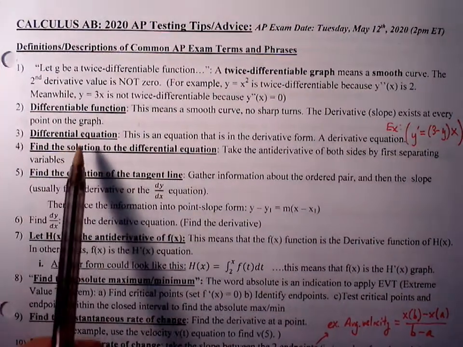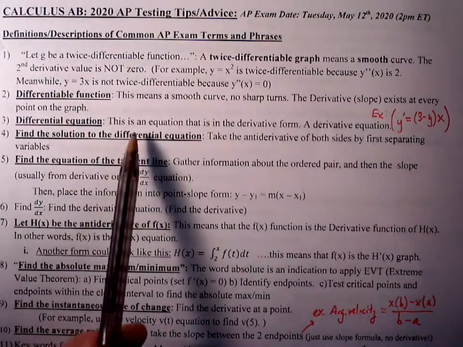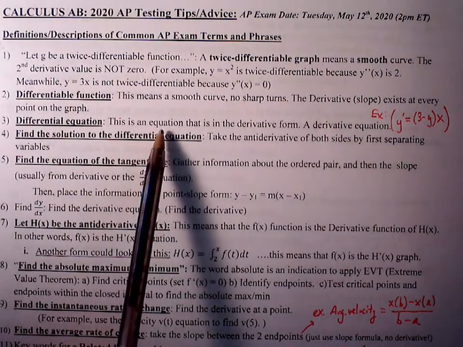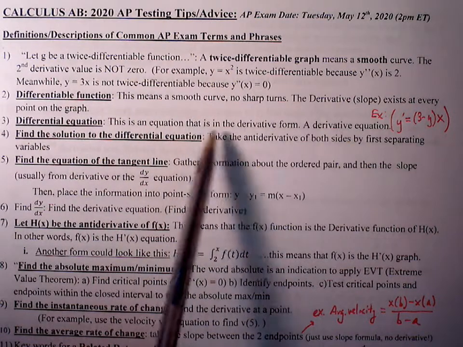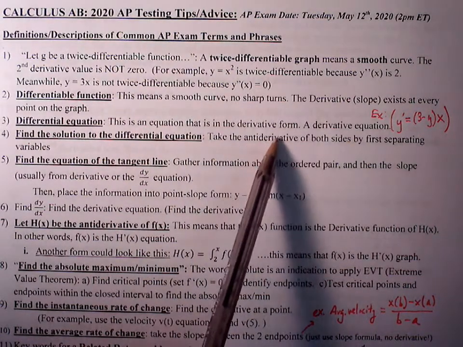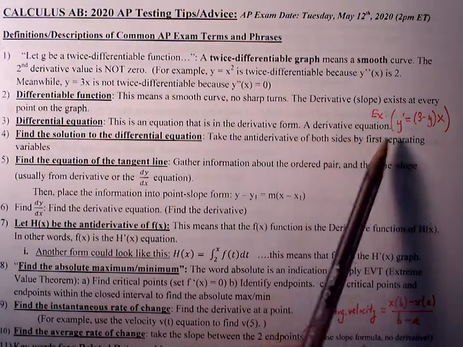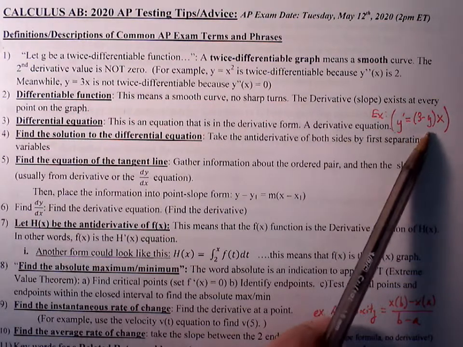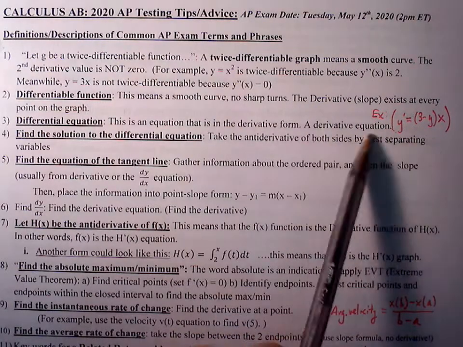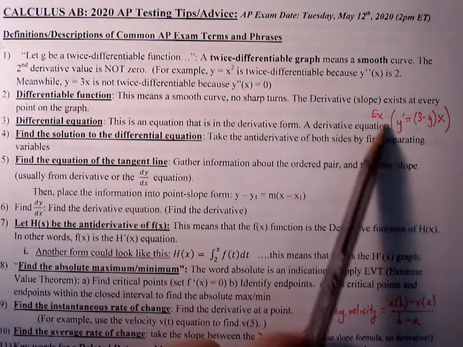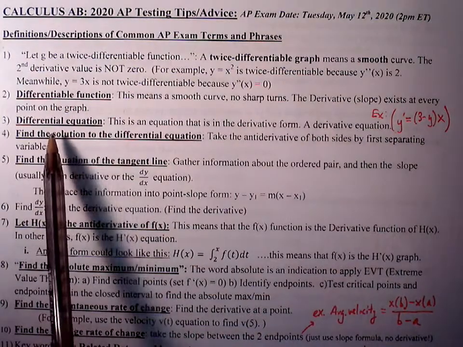Third term you may see: differential equations. This is just a name that refers to an equation that is in derivative form. So anything that has a derivative variable in it, like y prime is equal to 3 minus y times x, or d2y over dx2 is equal to 3x, anything that has a derivative variable in it makes it a differential equation.